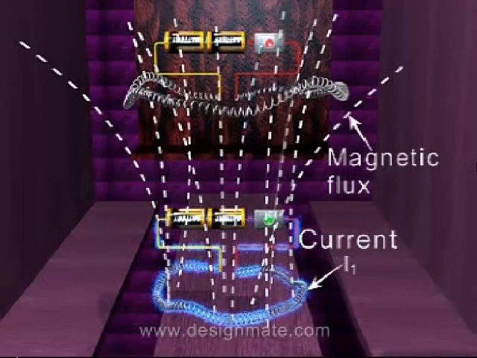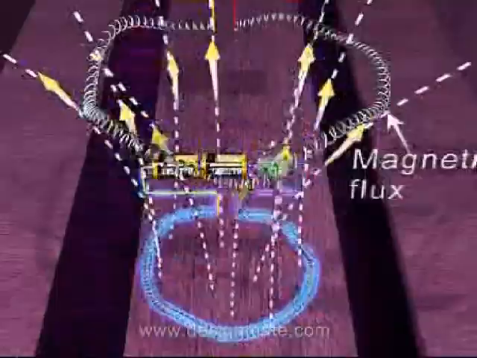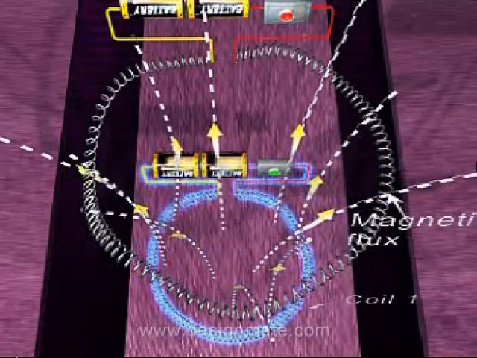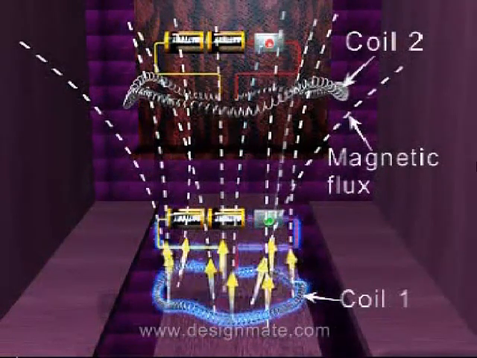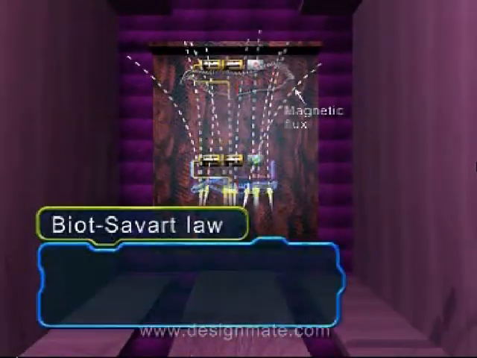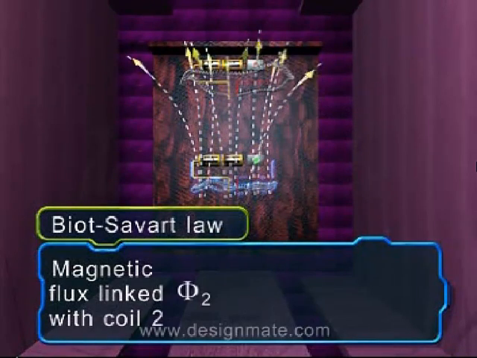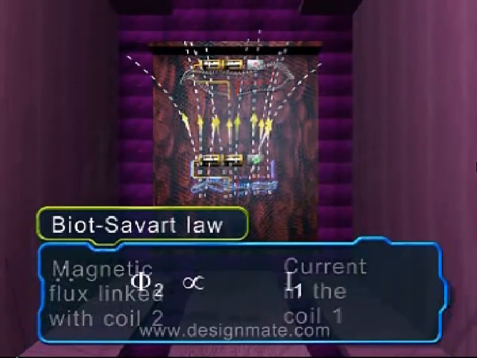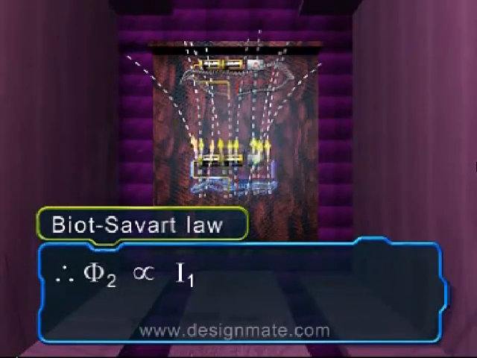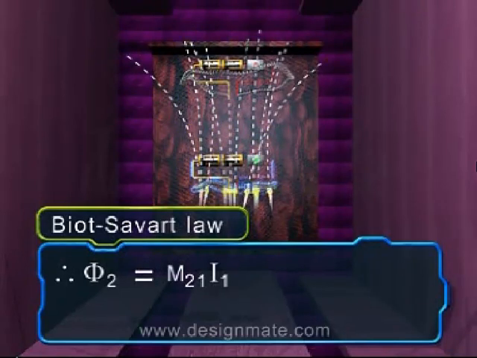Now when a current I1 is passed through coil 1, some of the magnetic flux generated by coil 1 will be linked with coil 2. From Biot-Savart's law, the flux Phi2 linked with coil 2 will be proportional to the current in coil 1. Therefore, Phi2 is proportional to I1. Therefore, Phi2 is equal to M21 into I1.